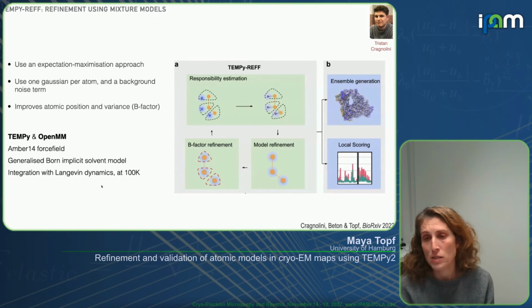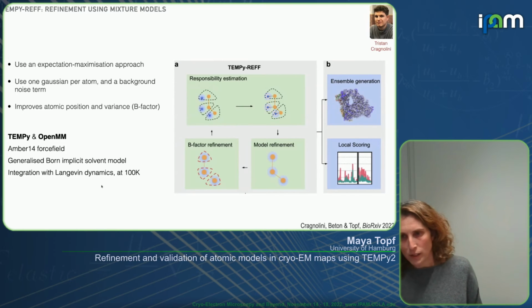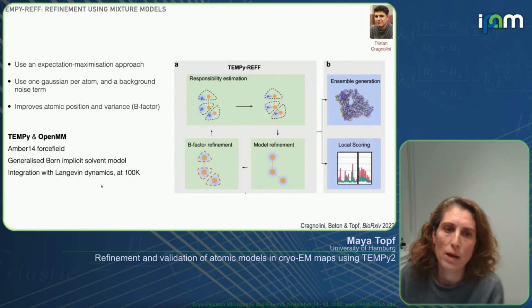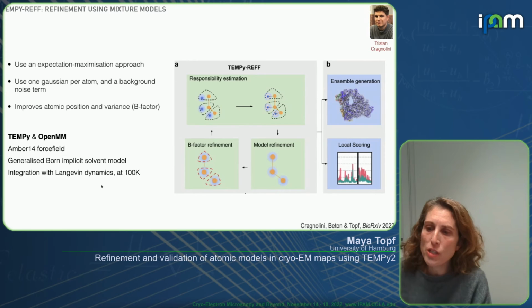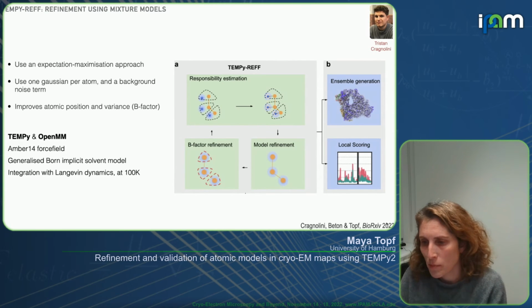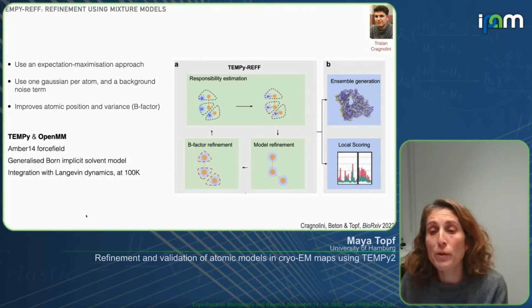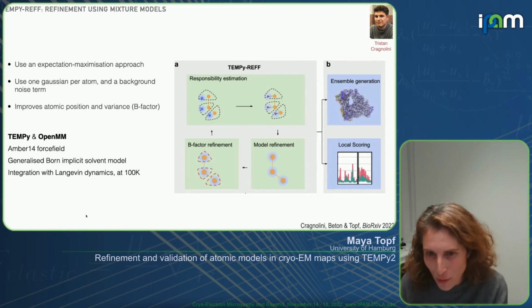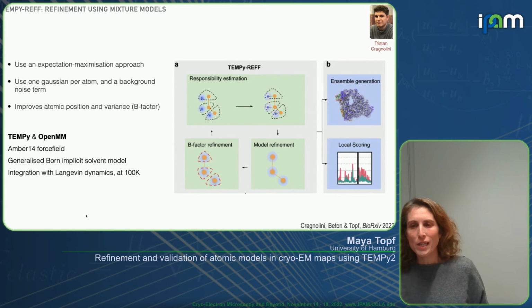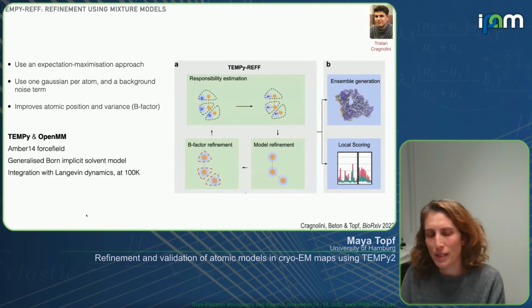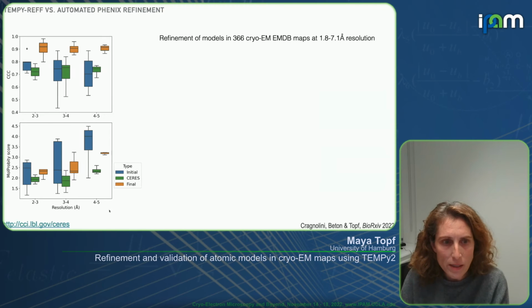And our variance is the B factor as a result of that. So we can calculate B factors in our optimization. And the paper is in bioRxiv if you want to have a look. And again, here we are utilizing OpenMM for our molecular dynamics simulation, and we are improving the structure in this way.